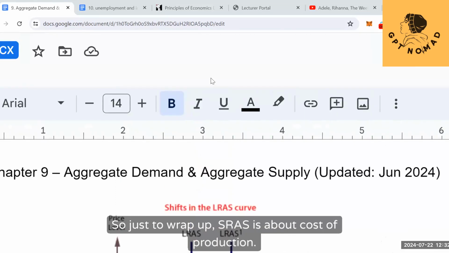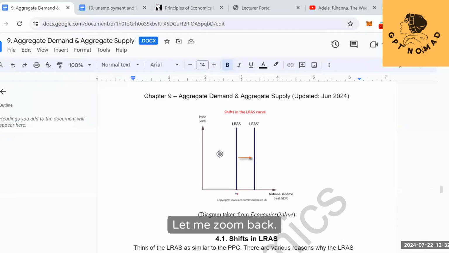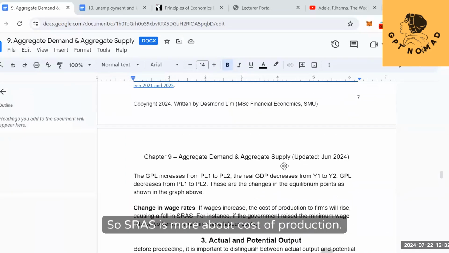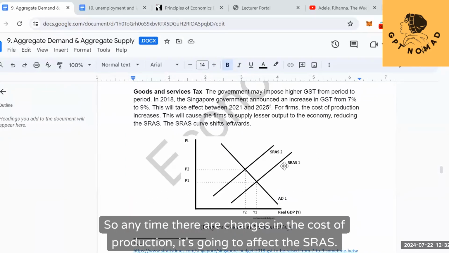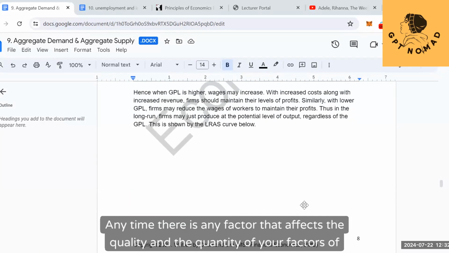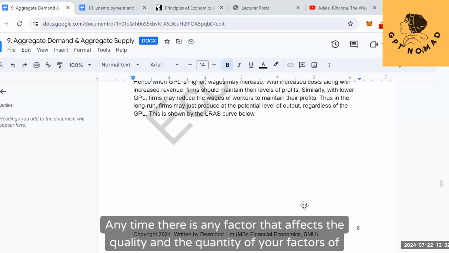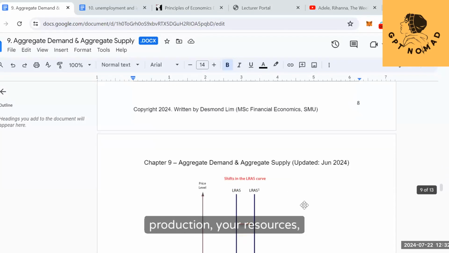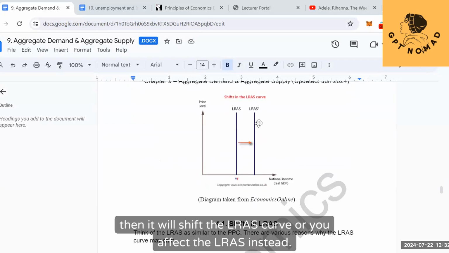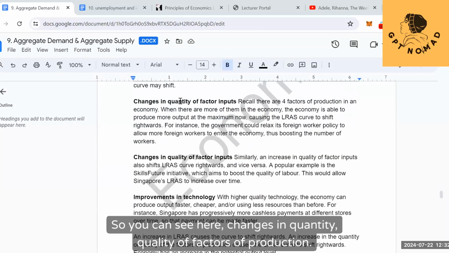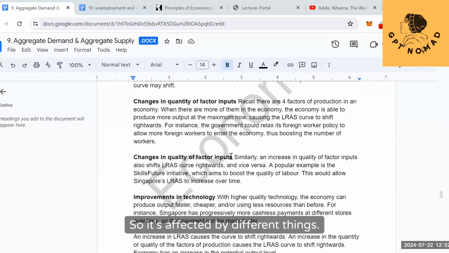Okay, so just to wrap up, right? SRAS is about cost of production. Let me zoom back. So SRAS is more about cost of production. Anytime there are changes in the cost of production, it's going to affect the SRAS. Anytime there is any factor that affects the quality and the quantity of your factors of production, your resources, then it will shift the LRAS curve, or it will affect the LRAS instead. Okay, so you can see here, right? Changes in quantity, quality of factors of production. So it's affected by different things.